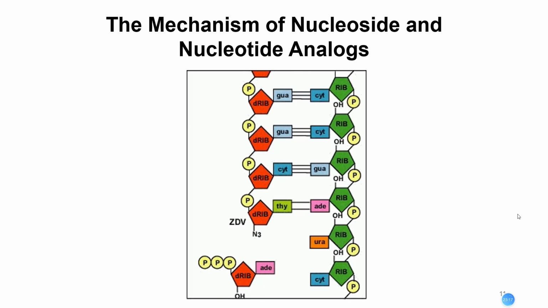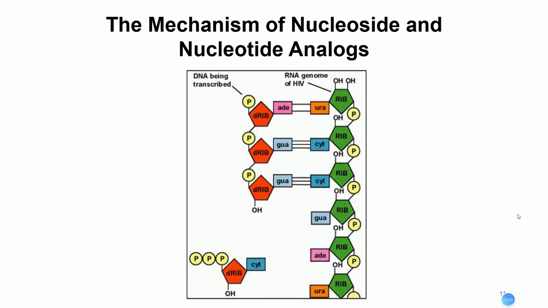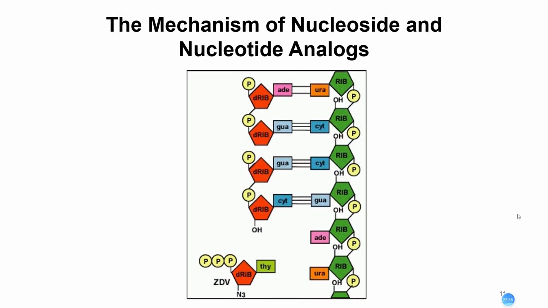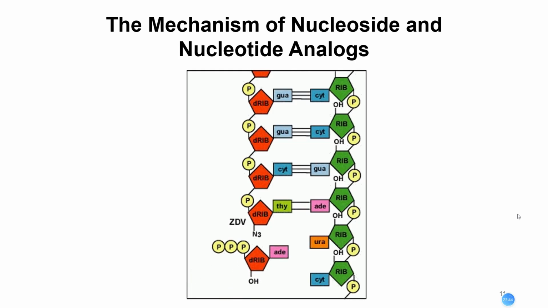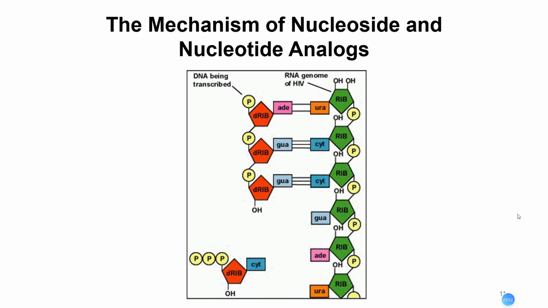This is naturally happening in our cell, but the analog we use is this molecule. At the 3' end, it's not a hydroxyl group, it's an N3 group. Once this analog is integrated into the DNA chain, the DNA cannot extend, so you block the DNA synthesis. No more extension. So we use this analog to inhibit the reverse transcription.